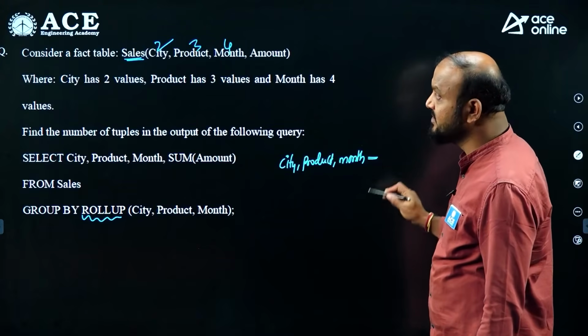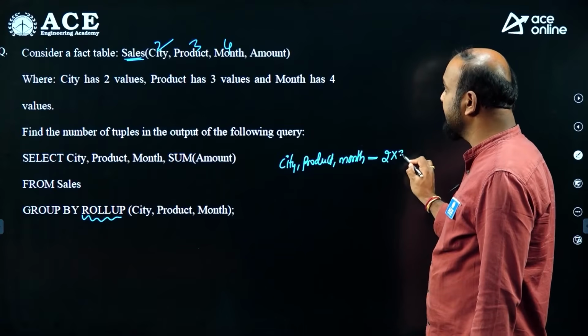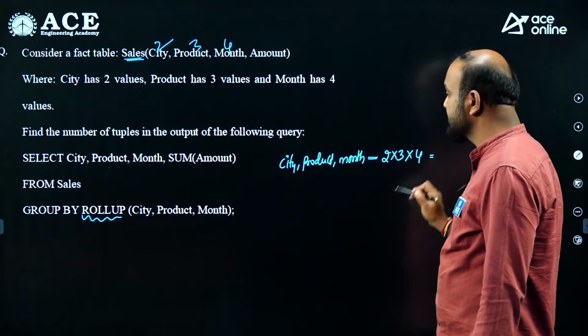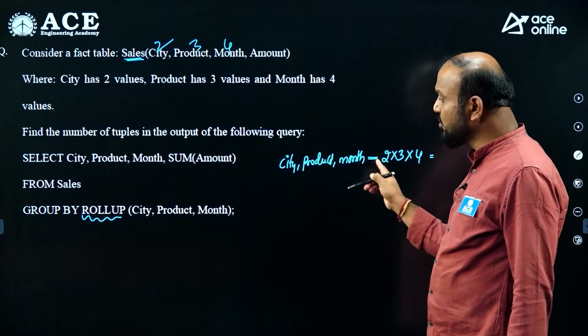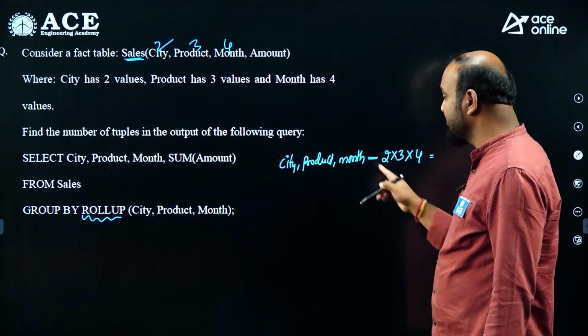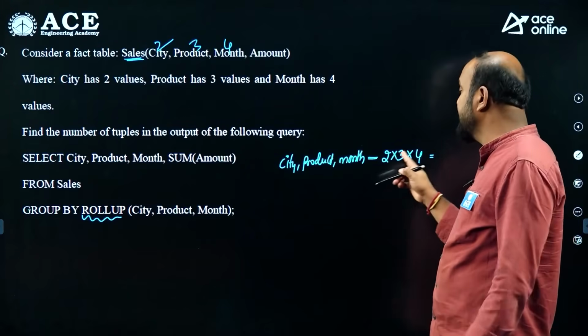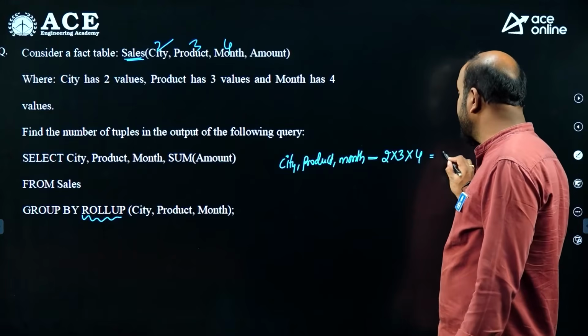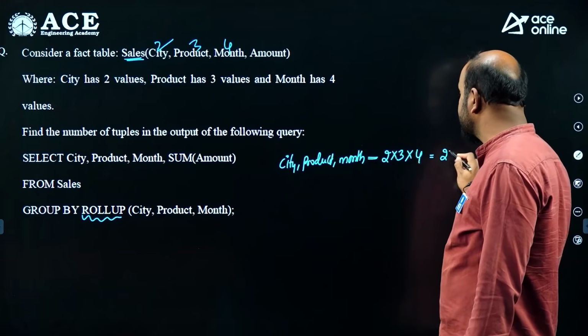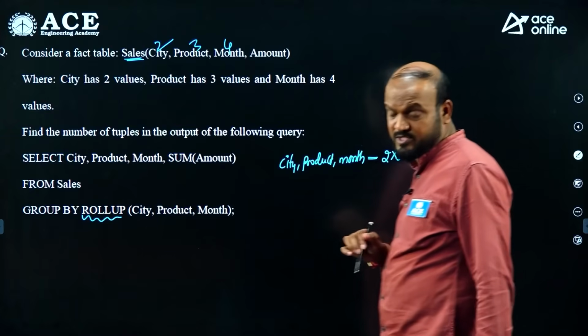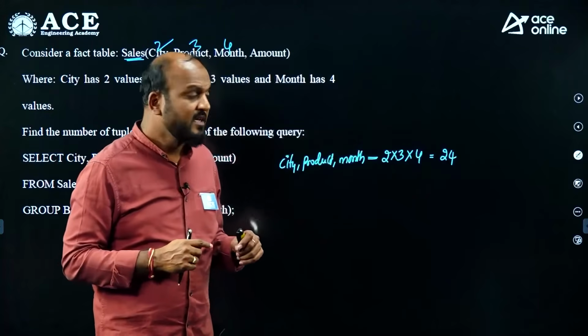With respect to city, product and also month, how many combinations are there? City has 2 values, product has 3 values, month has 4 values. If you group according to the city, product and month, how many groups are possible? 2 into 3 into 4, that is 24. 24 groups are possible, 24 rows are possible, right?